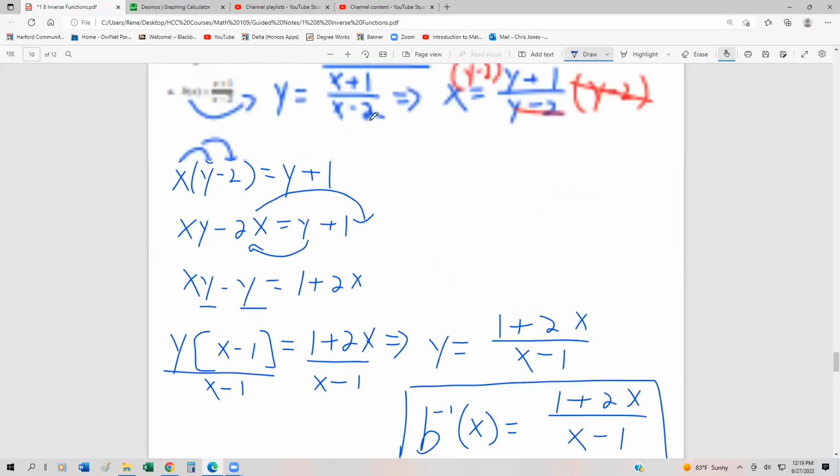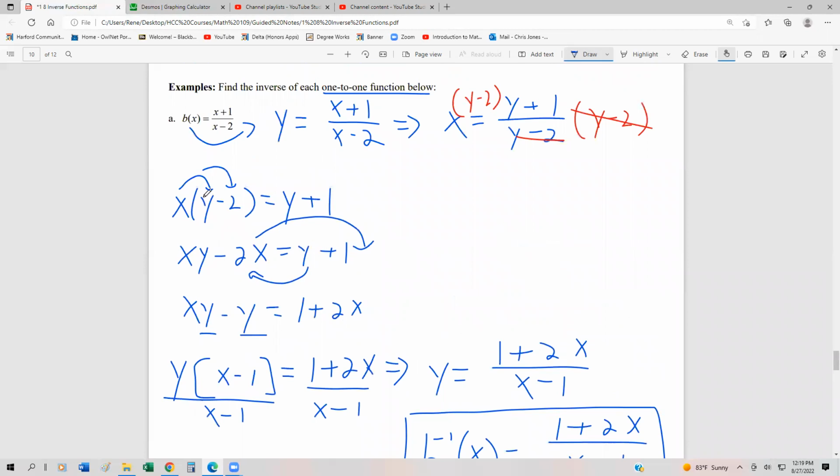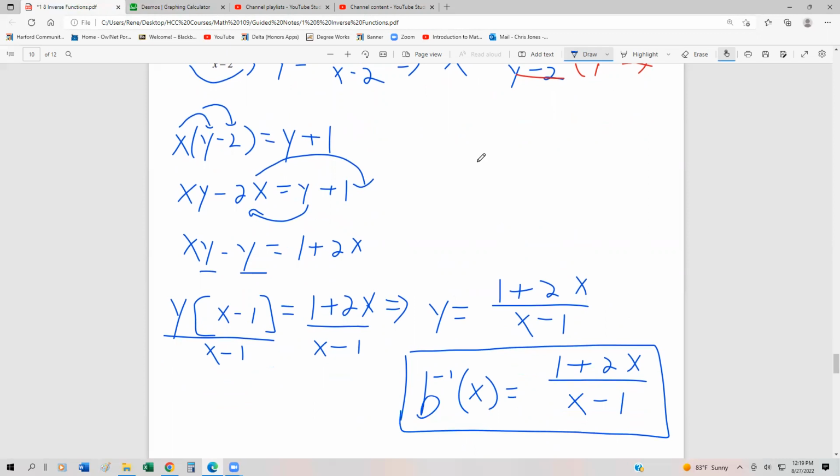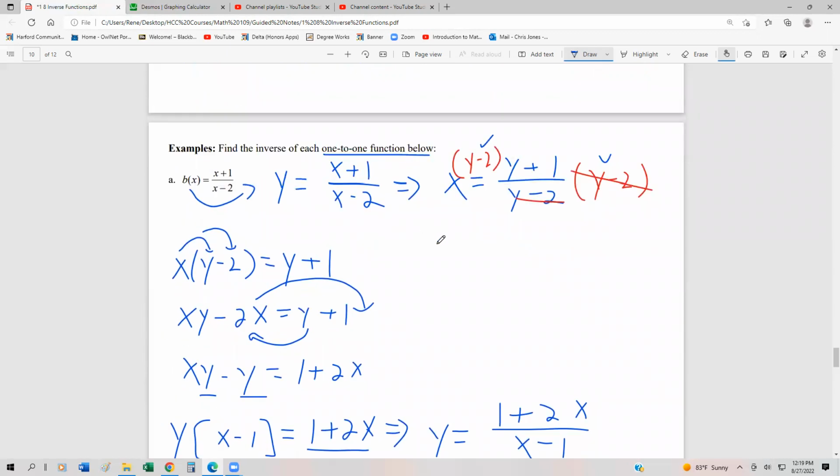So key steps in this: making sure that we multiply both sides by a common denominator, which is y minus 2. And then once we do that, we have to distribute, try to get all the y's to one side, and then we have to do a factorization. Okay, so this one's a pretty tough one. A lot of algebraic techniques to be able to solve this for the y variable.